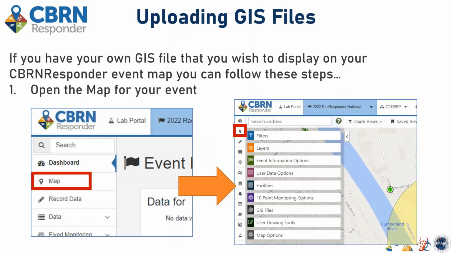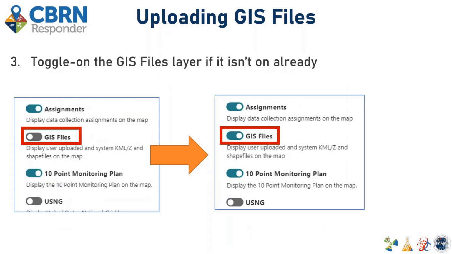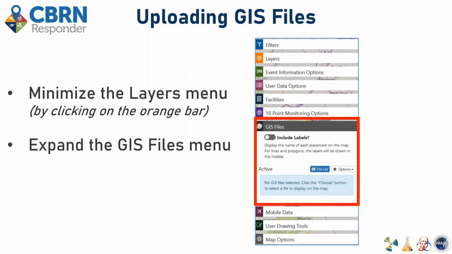If you have your own GIS file that you wish to display on the CBRNResponder event map, you can follow these steps. Step 1, open the event map. Step 2, expand the layers menu. Step 3, toggle on the GIS file layer if it isn't already on. Step 4, minimize the layers menu and expand the GIS files menu.